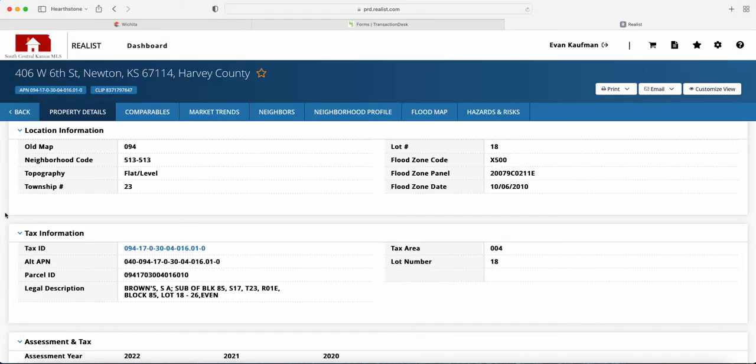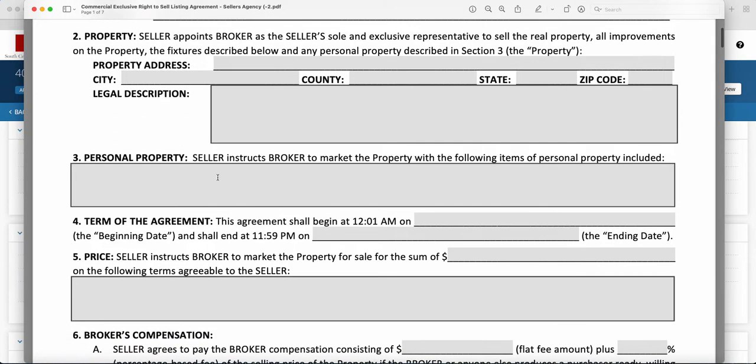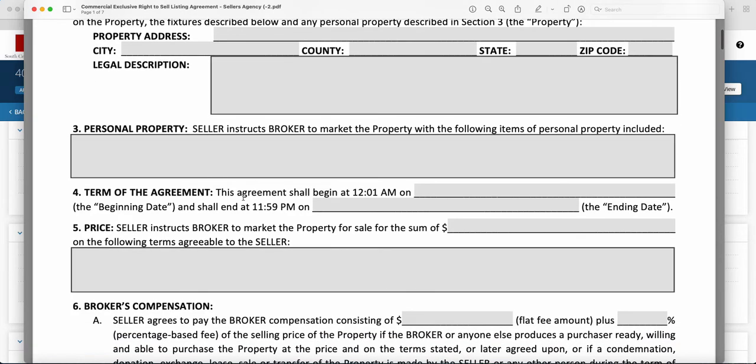You can also, if you want to say legal description, then also say parcel ID and copy the parcel ID as well. But that gets you an accurate location for the property. Personal property, this is where if there's any personal property along with the deal, you want to type that in there. Oftentimes there's not, so you'll usually put NA unless there's something odd or unique that the seller wants to leave with the property.